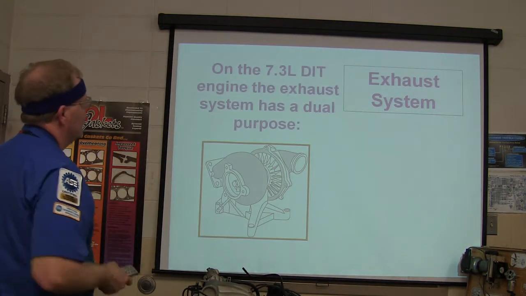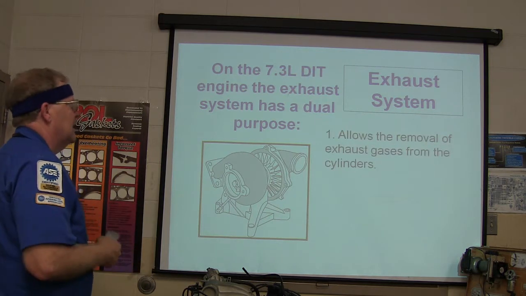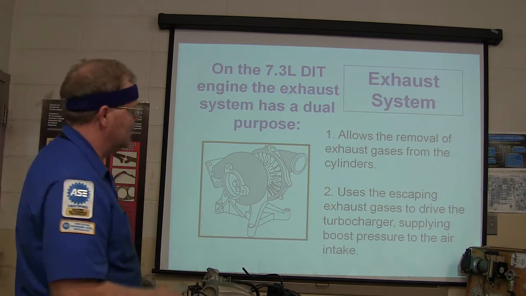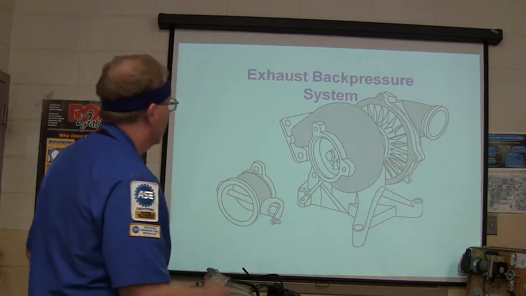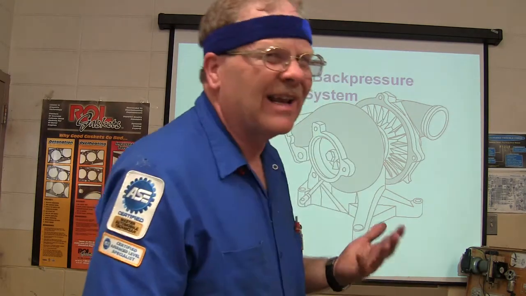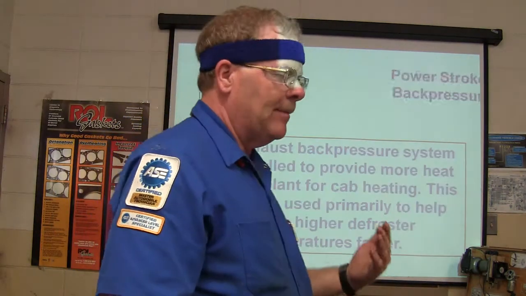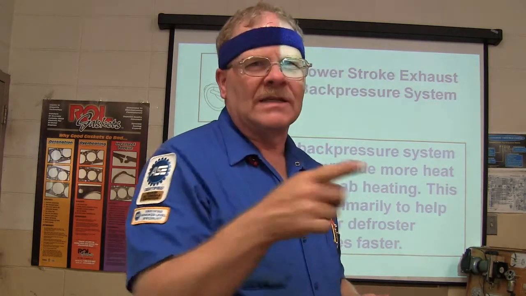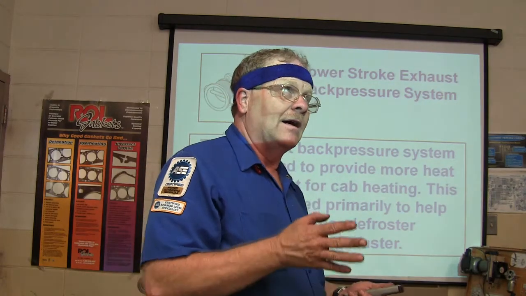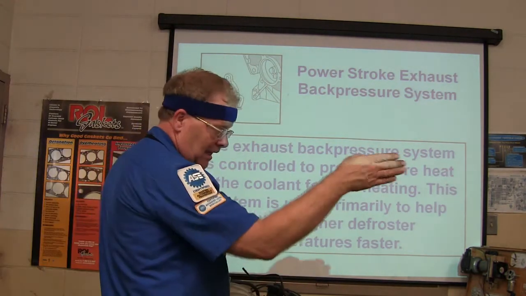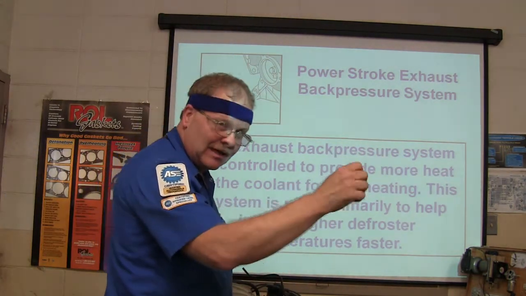The exhaust system on the 7.3 DIT has a dual purpose. It allows the removal of exhaust gases from the cylinders, and it uses escaping exhaust gases to drive the turbo, which supplies boost pressure to the air intake. You've got an exhaust back pressure system right there to help the engine warm up. Think about a heat riser, it's sort of like that, it basically traps the exhaust and causes back pressure. It's driven by an oil piston, and the computer controls it. If it sticks closed, you'll have loss of power. You can actually watch the thing move back there whenever you're cranking it up.